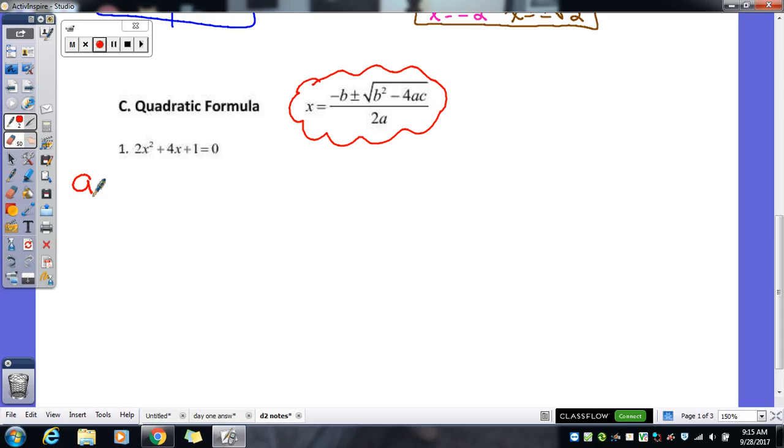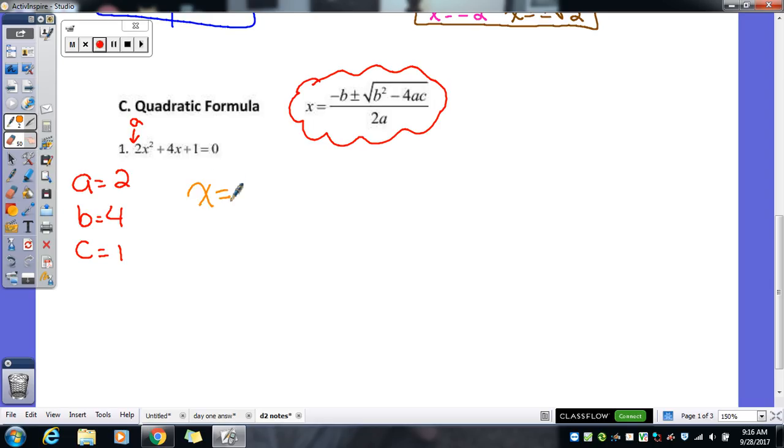So in our quadratic equation here, our A is the 2. That's the one that's in front of your x squared. Our B is a what? What number? Yes, B is 4. And C is a 1. So let's go ahead and plug that into our formula.